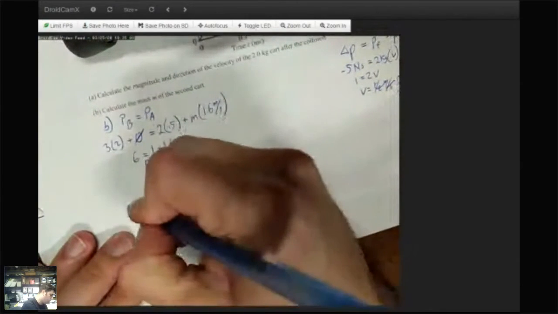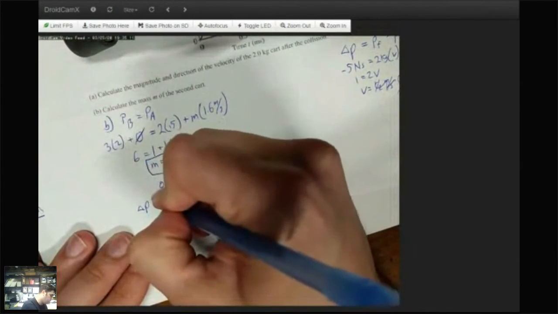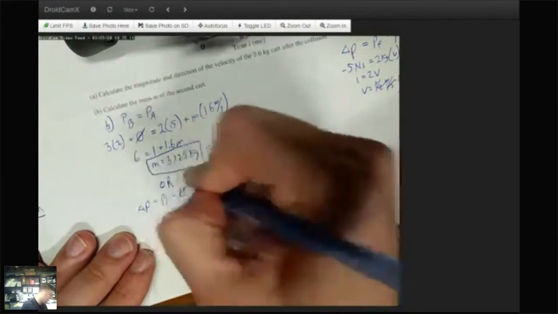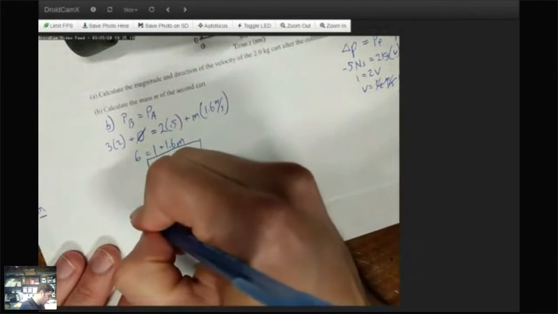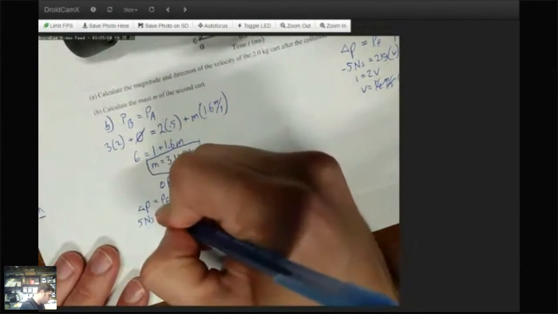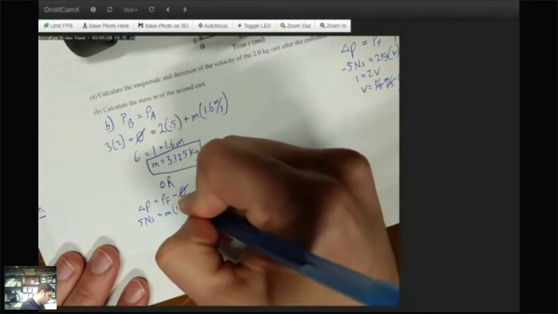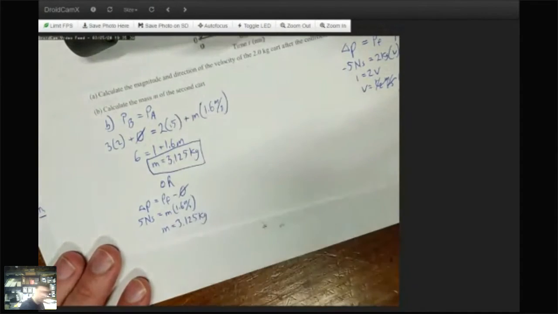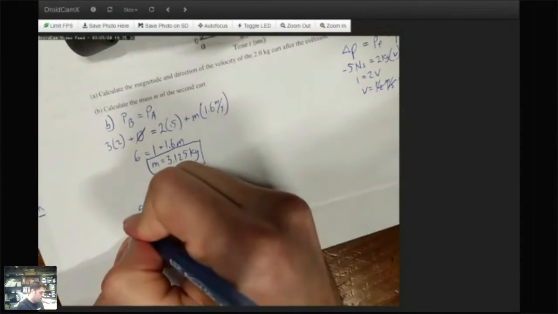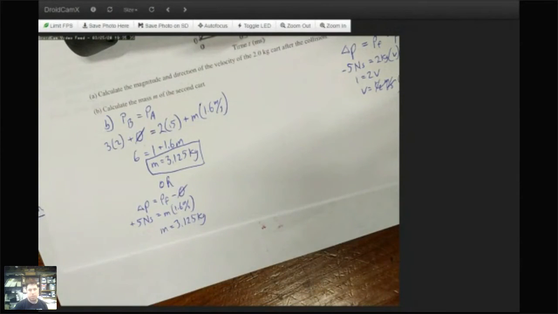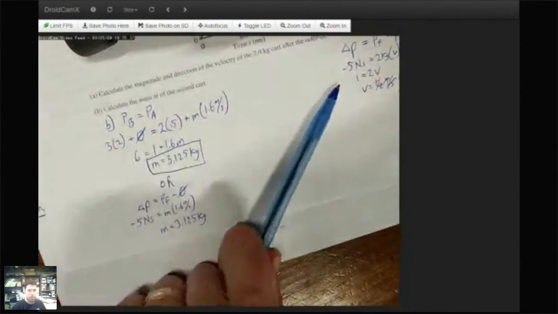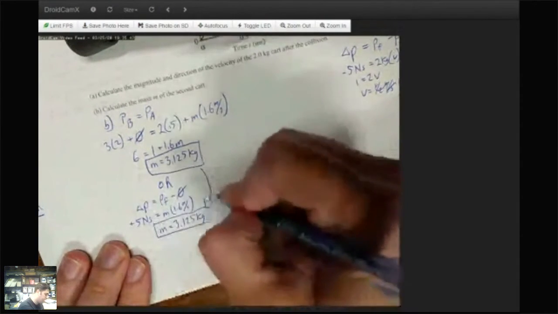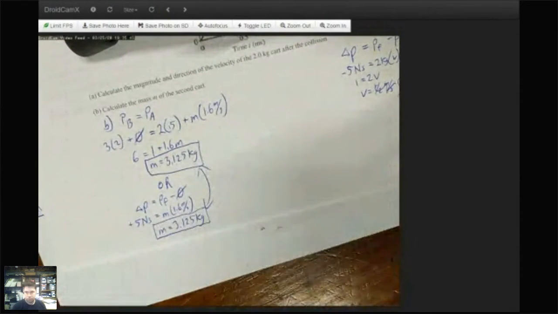So we could also have done delta P equals P final minus 0 because the cart wasn't moving at the beginning. So this is 5 Newton seconds equals m times 1.6 meters per second, and we still get the 3.125 kilograms for that. This impulse is positive because we know it has to be equal and opposite to the negative one that the other cart had. So either way you want to do it, you get the same answer 2 different ways for that question.